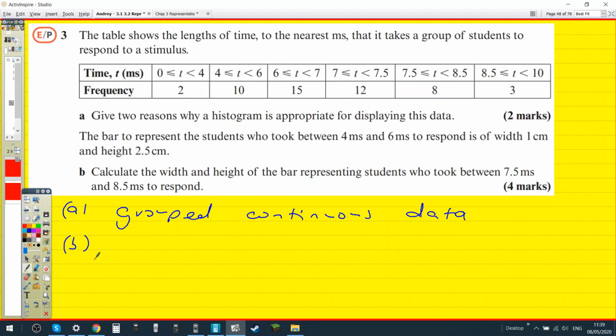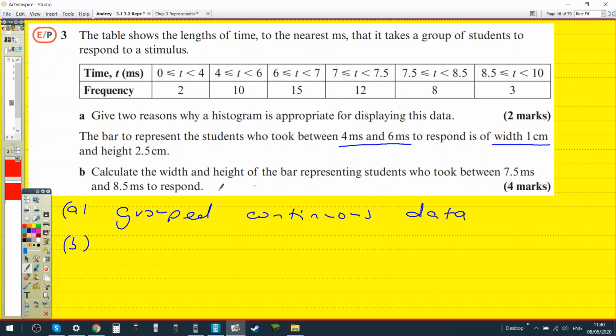So would the width of the bar be just 1? And why is it 1? Because 8.5 minus 7.5 is 1. What is 6 minus 4? 2. And what was the width for that one? 1.5. How did you get 1.5? 2.5 minus 1. No. It's 2, isn't it? No. It says the width is 1.